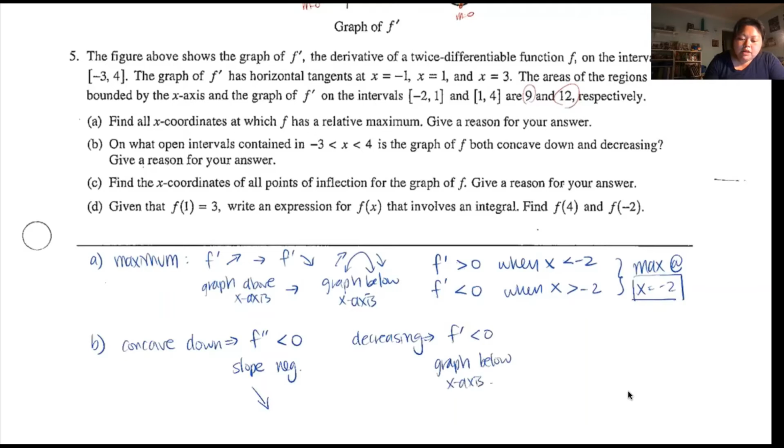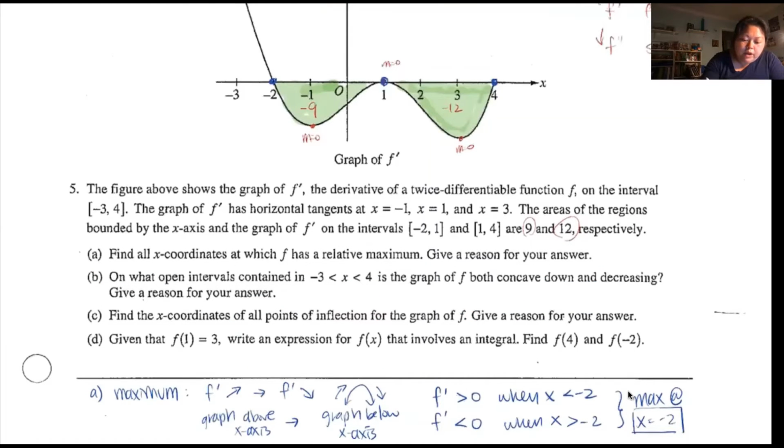So not only are we looking for a negative slope, we have to be below the x-axis of both of these, right? So let's take a quick look. Where is my graph below the x-axis? Well, lots of region here, right? Everything here is below the x-axis. So where below the x-axis is it also decreasing in my slope?